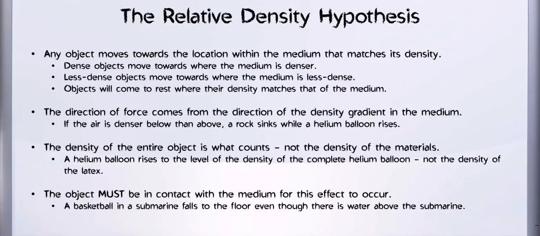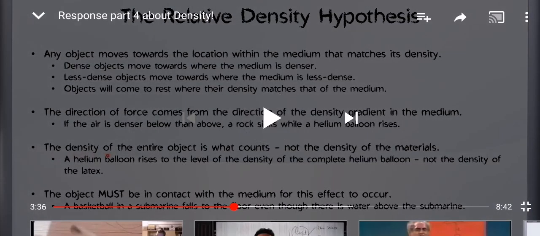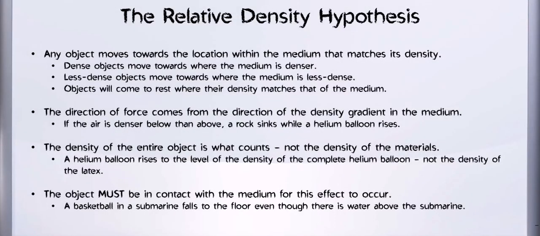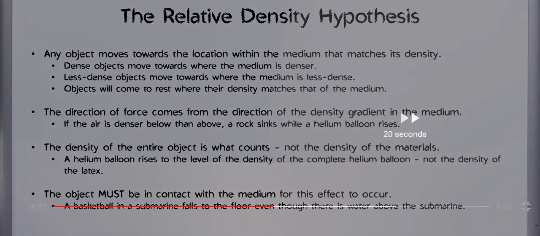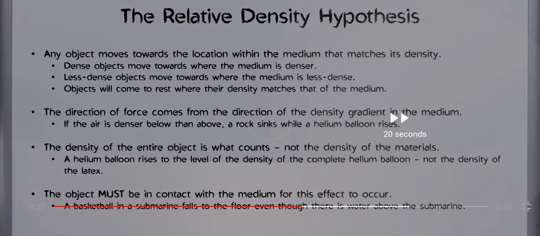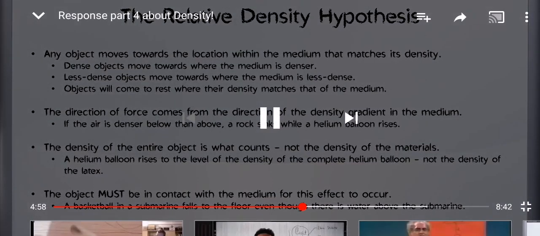Okay, next point. The density of the entire object is what counts. Yes, the density of the entire object, not what it's made of, not its individual materials. The overall density of the object is what matters. Of the entire, they are often composite objects. For example, a helium balloon is less dense than the medium of air, and the gradient of air contained within the submarine.